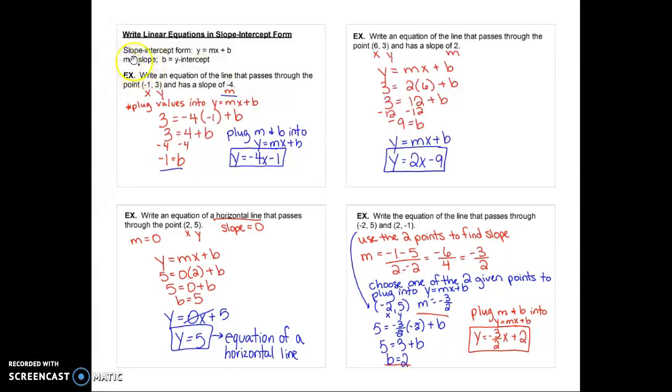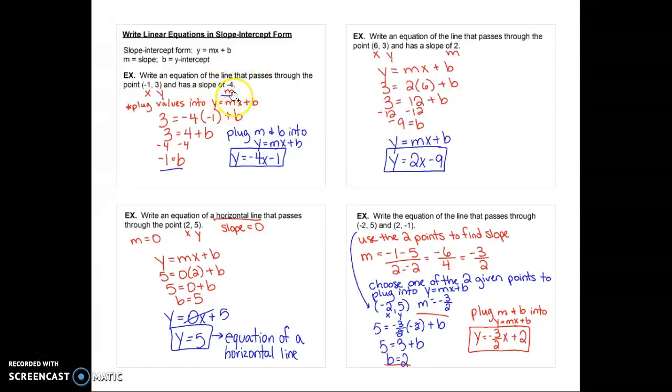So again, your m value is your slope. That's the coefficient that's connected to your x term. And your b value, your constant at the end of the equation, is always your y-intercept, or where your graph crosses the y-axis. So our first example, we want to write an equation of the line that passes through the point (-1, 3) and has a slope of -4. So we know a point, and we know the slope.